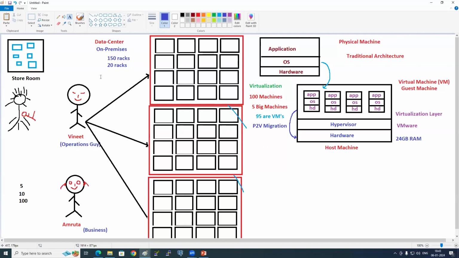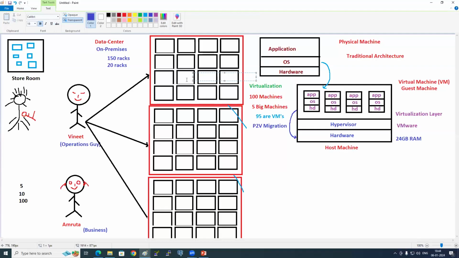Thank you. So now, see, Amruta called Vinith and said, hey Vinith, we are getting a very good project. This is a physical data center. These are all the physical data centers.